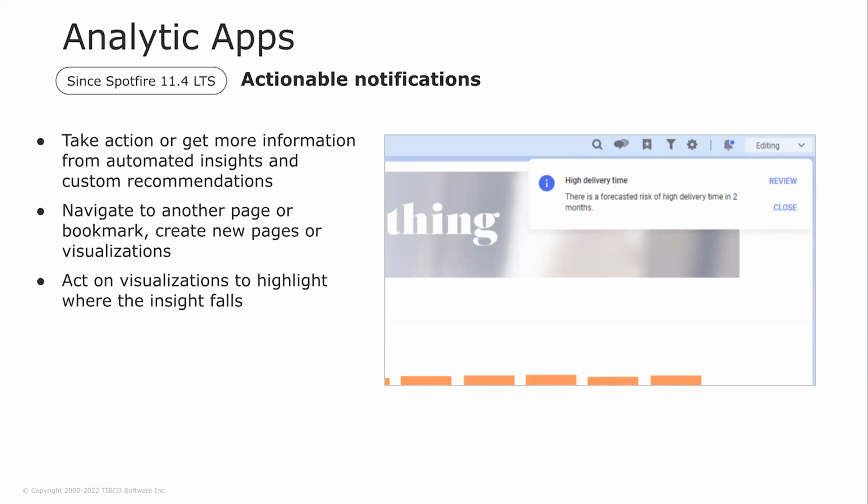Actionable notifications enable users to take actions from notifications or get more information, for instance, navigating to another page or bookmark, or creating new pages or visualizations, and even acting on visualizations to highlight where the insights fall. And this directly through the click of a notification.